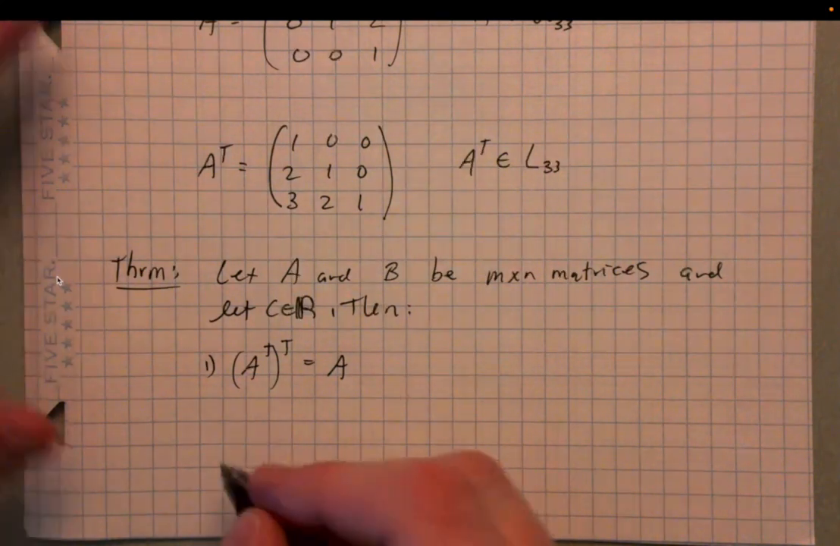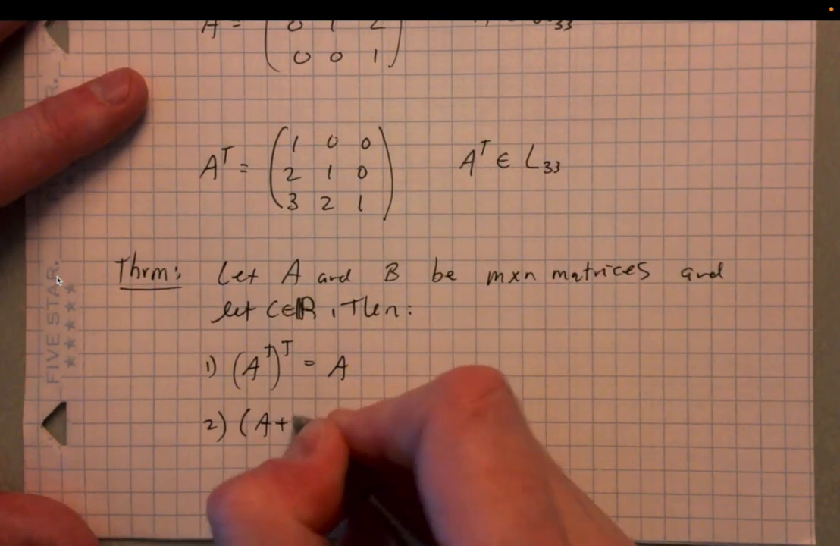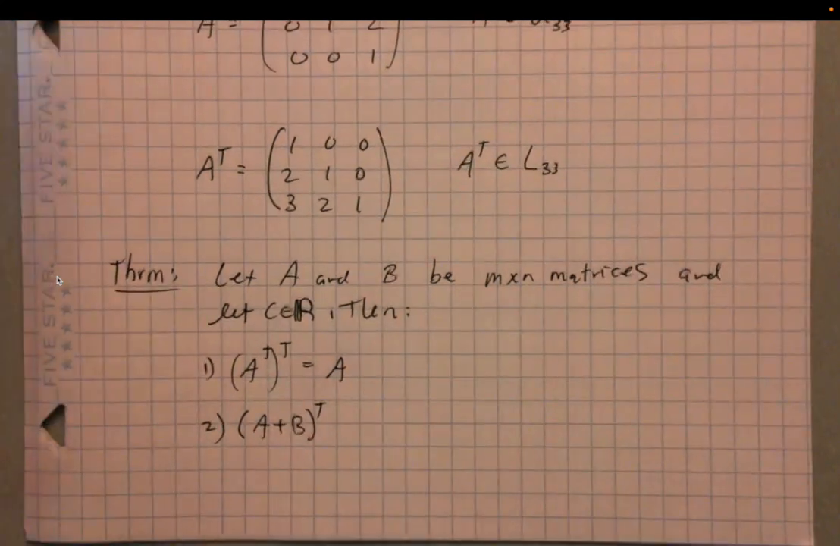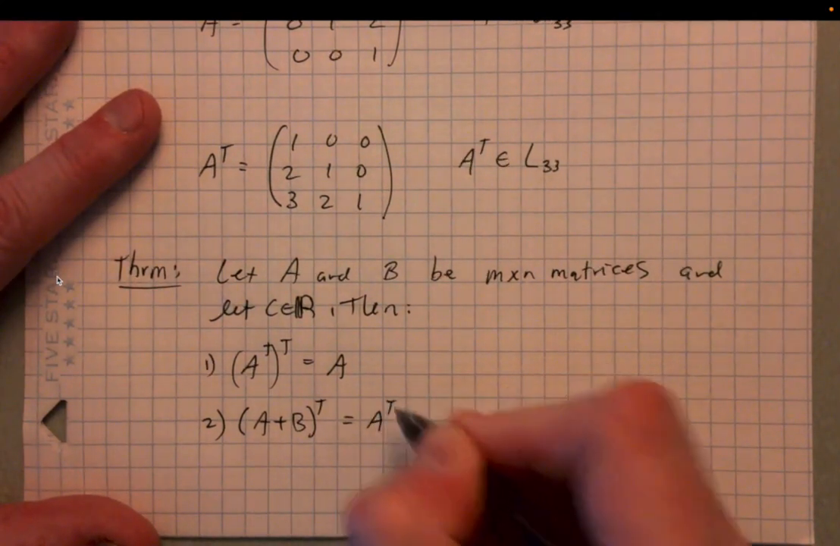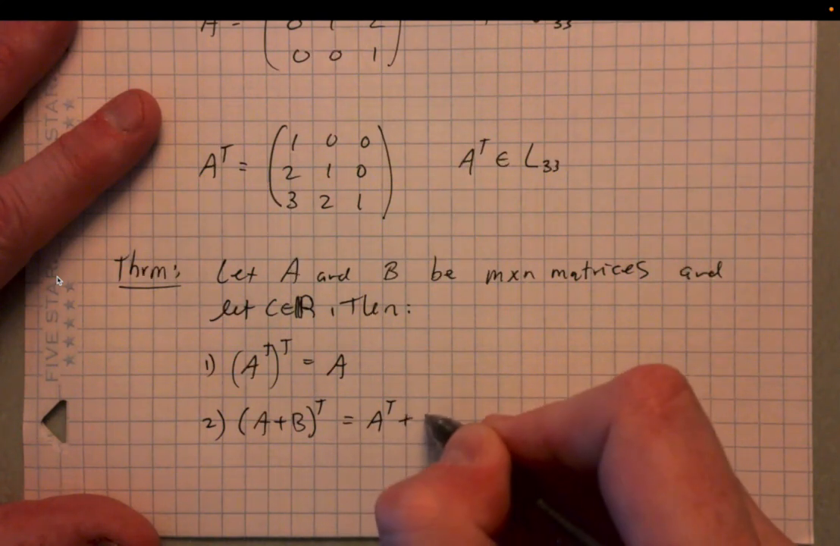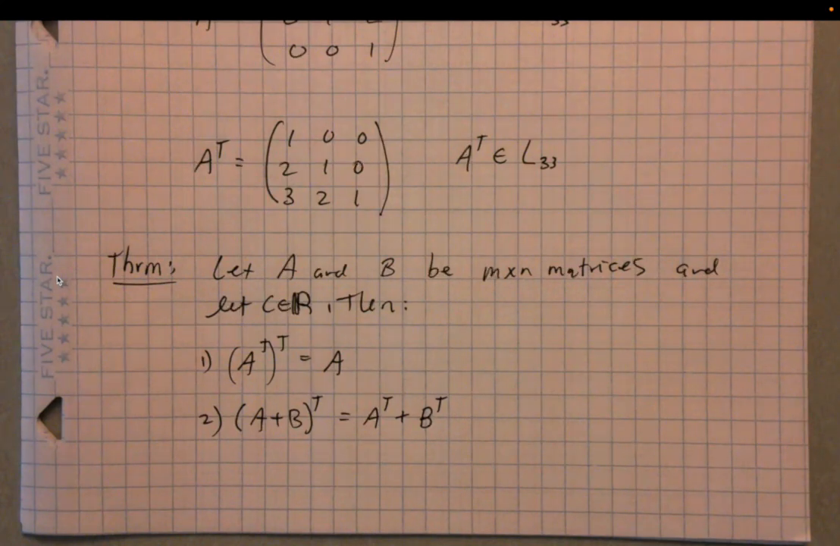But what about this one? If I add two matrices together to get a third matrix A plus B, and I transpose that third matrix, that's going to be the same thing as transposing A, transposing B, and adding them together. We can prove that one as well.